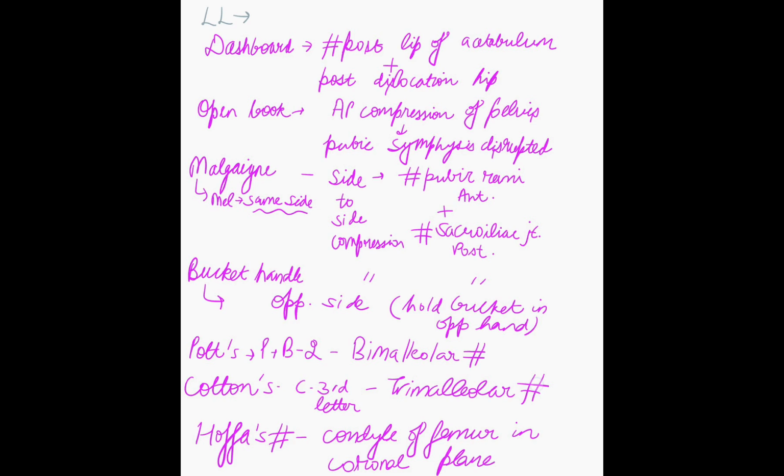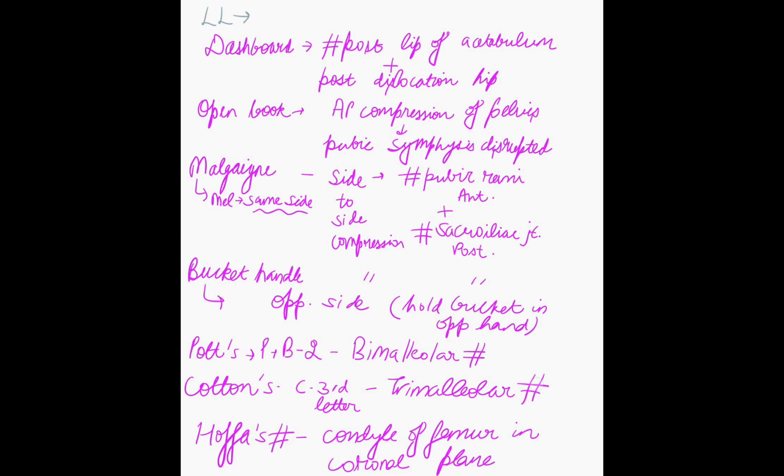Then is open book. Open book is anterior-posterior compression of the pelvis, and the pubic symphysis is disrupted. So if the pubic symphysis is disrupted, then the pelvis will look like a book is open. So open book fracture. Then is Malgaigne. Malgaigne: M for Malgaigne, M for male. Male means similar side.